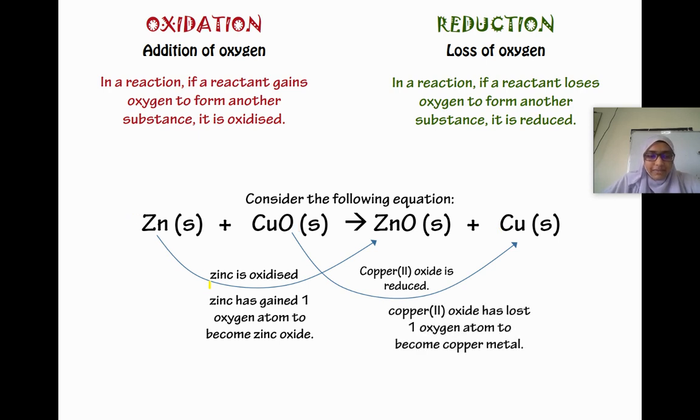So you see, every time I say what is oxidized or what is reduced, I'm always referring to the reactants. I'm not referring to the products. I don't say zinc oxide is oxidized. No, it is zinc that has been oxidized to become zinc oxide. Okay, the same. Copper 2 oxide has been reduced to become copper.